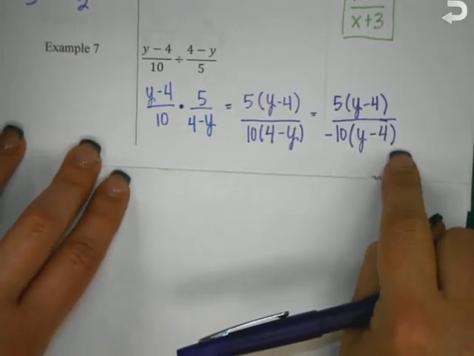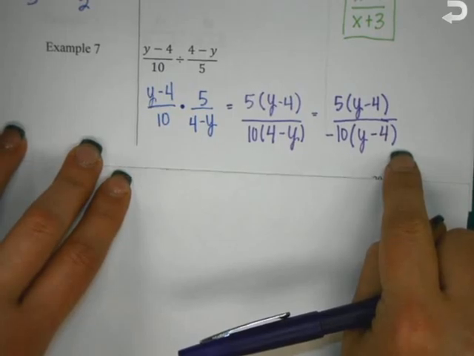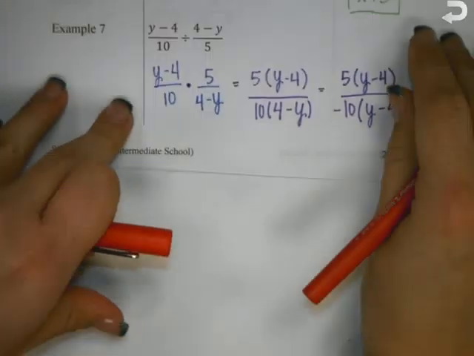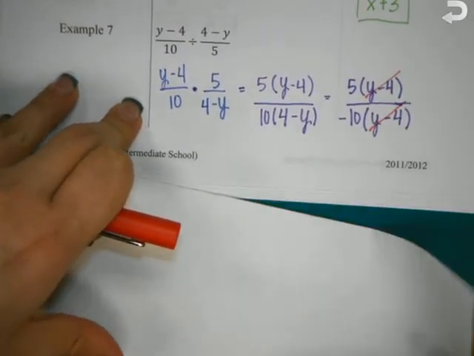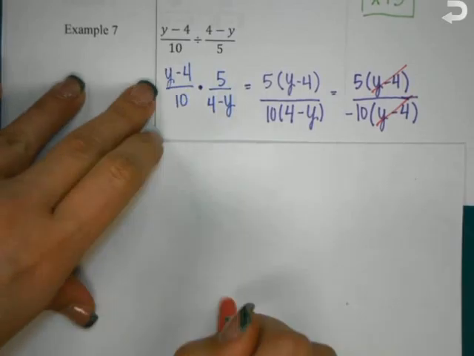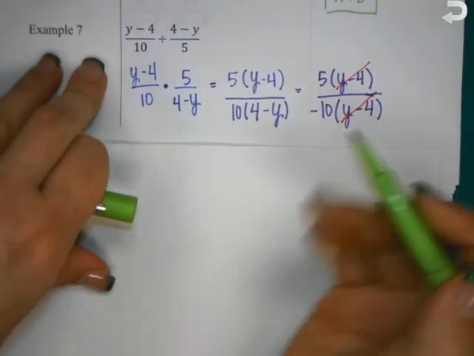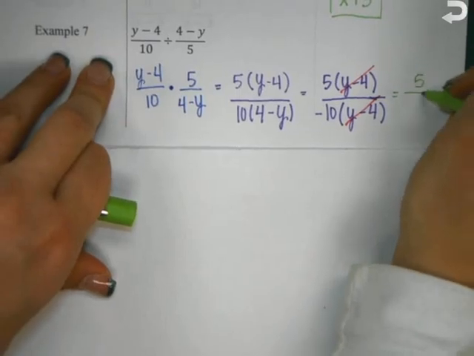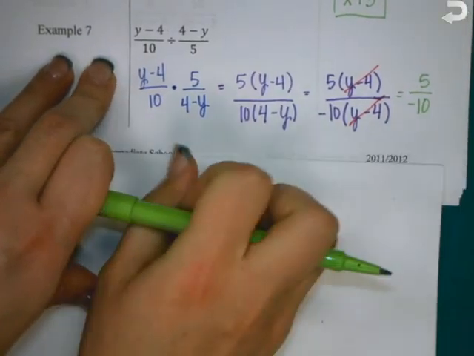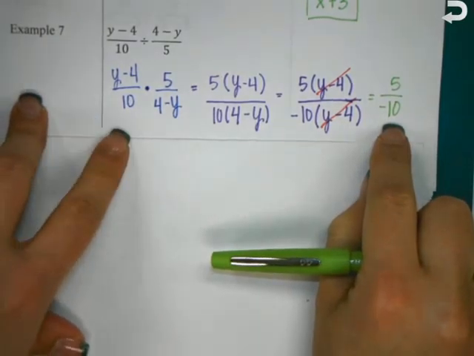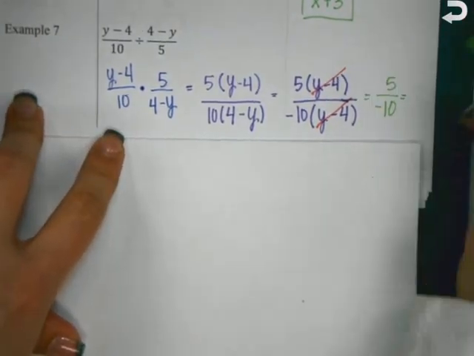Okay. Now do you see some things that can cancel? Yeah. Y minus 4 and y minus 4. So what's left over? 5 over negative 10. Could you make that negative 1/2? I could make that negative 1/2. This is not a simplified answer. So we can reduce this to negative 1/2. Very good.